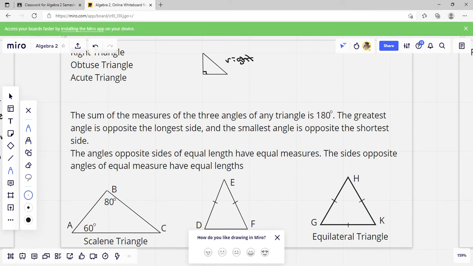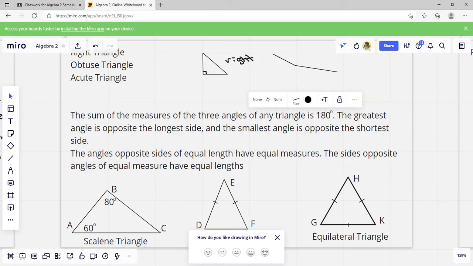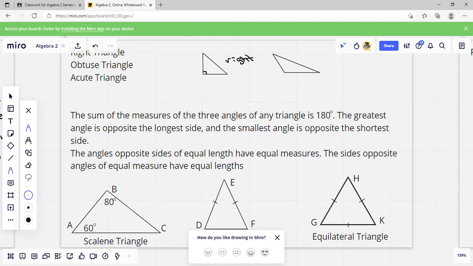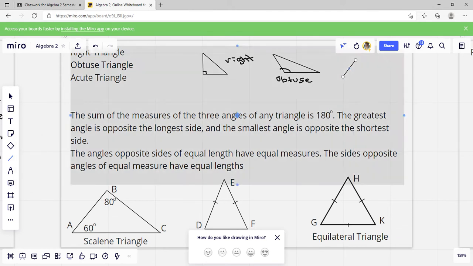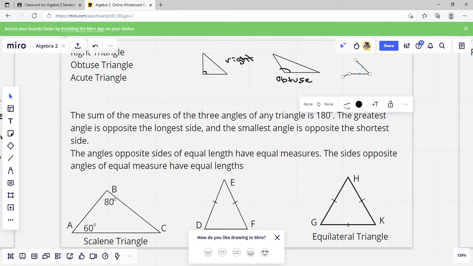An obtuse triangle has one obtuse angle. So like that. Our obtuse angle would be right here, making this an obtuse triangle. And an acute triangle has all acute angles. So none of those are obtuse, they're all small angles. So that is acute. A cute little bitty one.